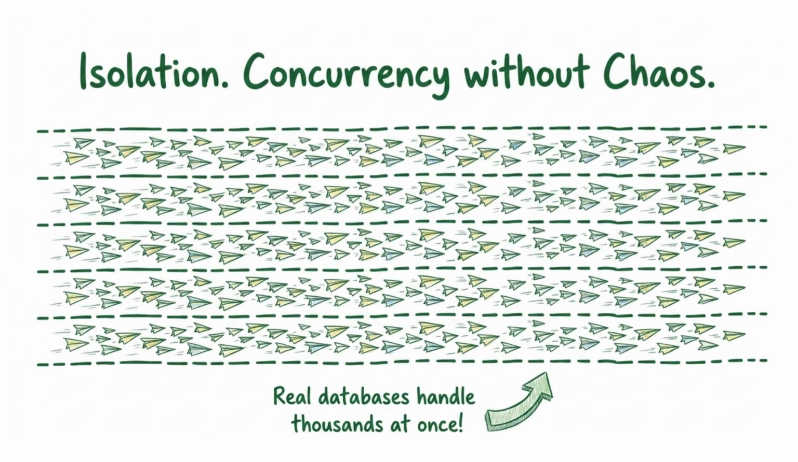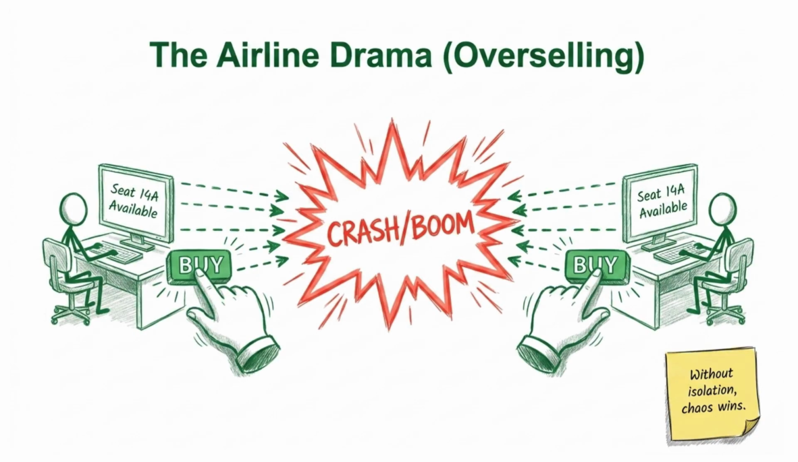Isolation. Concurrency without chaos. The third property is isolation, and this is where things get genuinely complex. A real production database doesn't handle one transaction at a time. It handles thousands of transactions simultaneously. Isolation guarantees that each one of those concurrent transactions behaves as if it is the only transaction running, completely invisible to all the others.